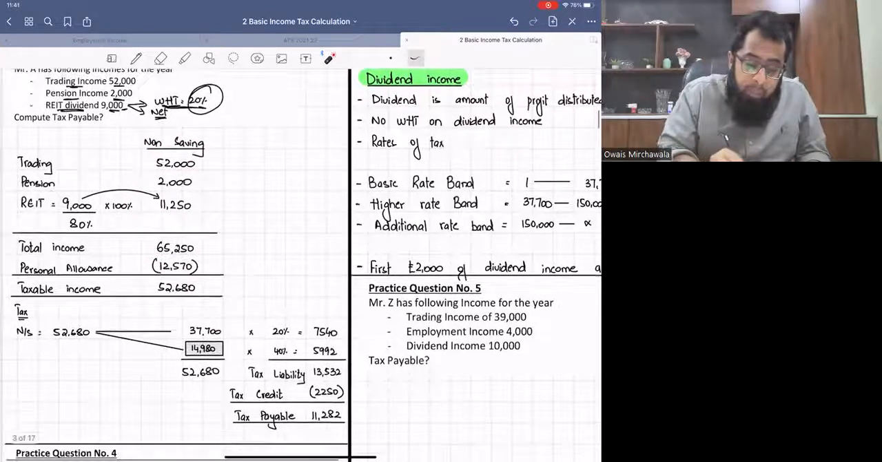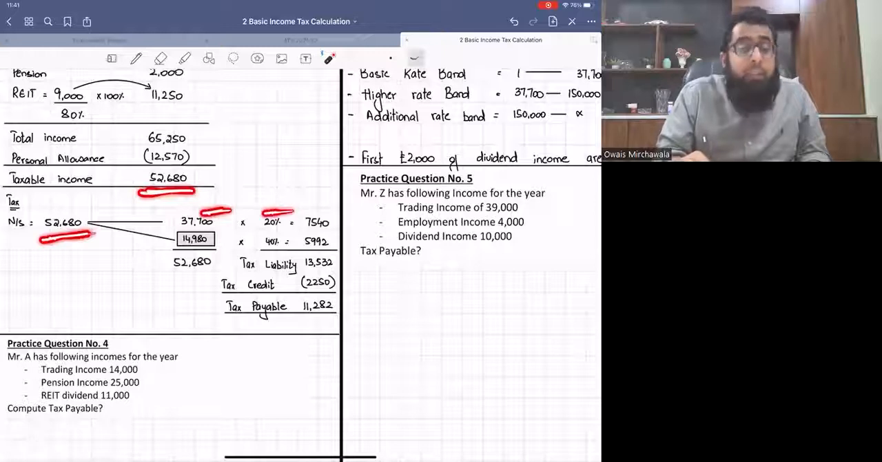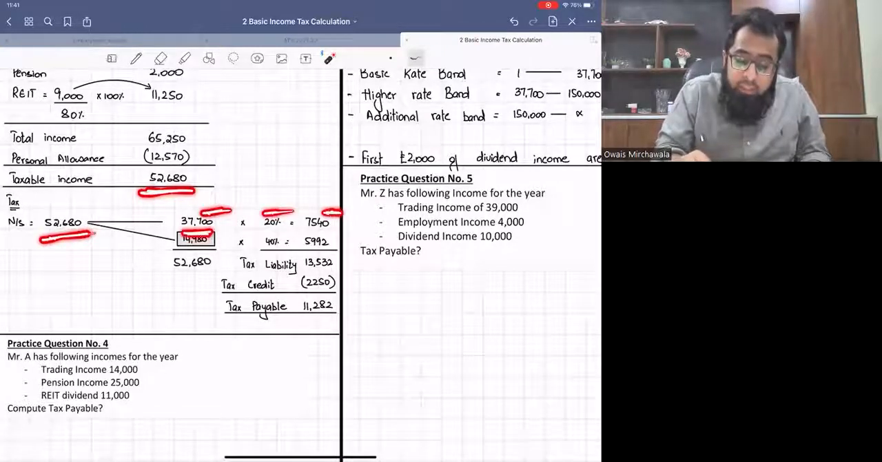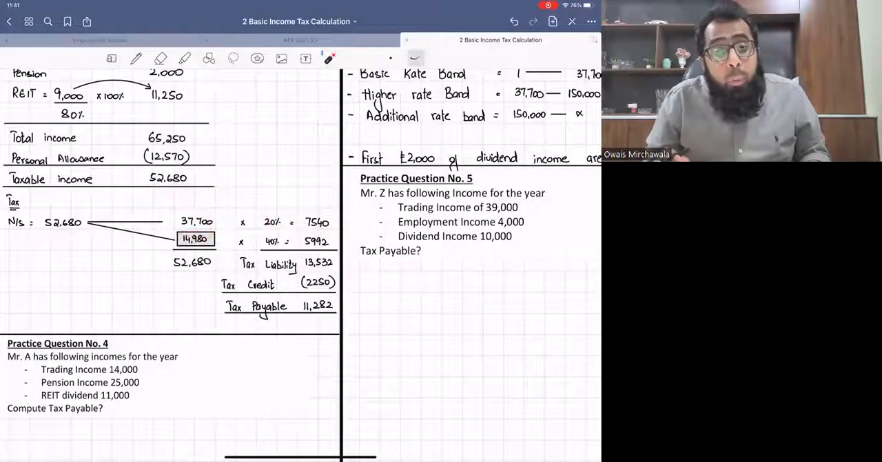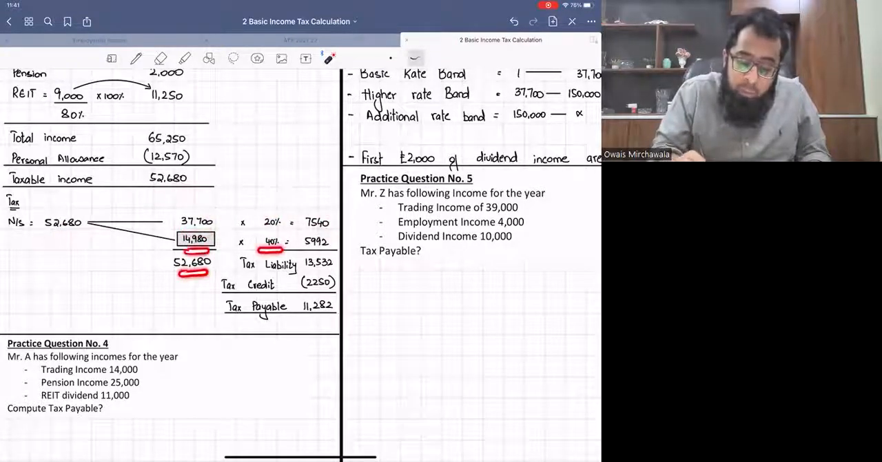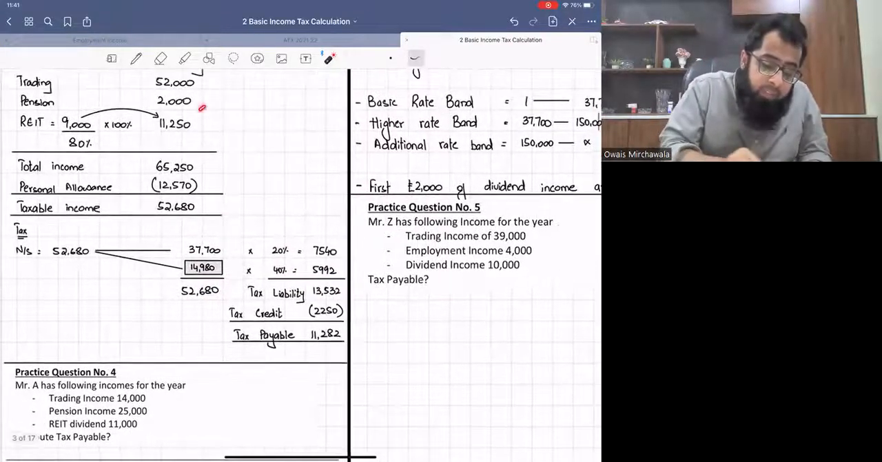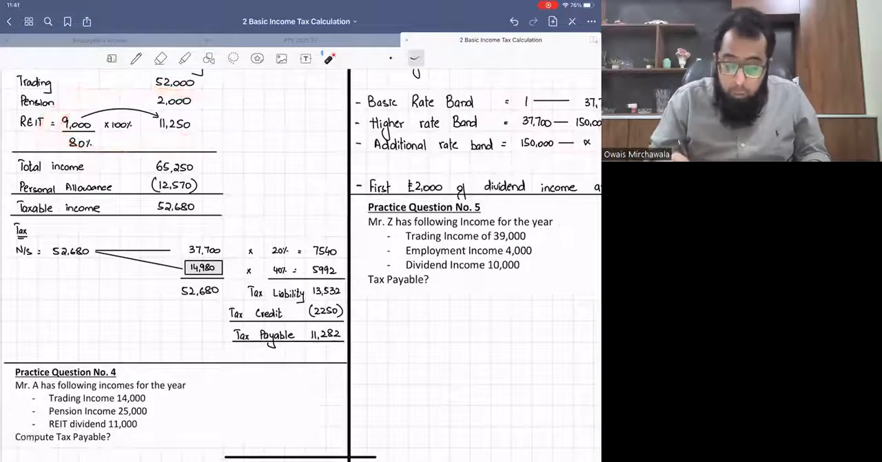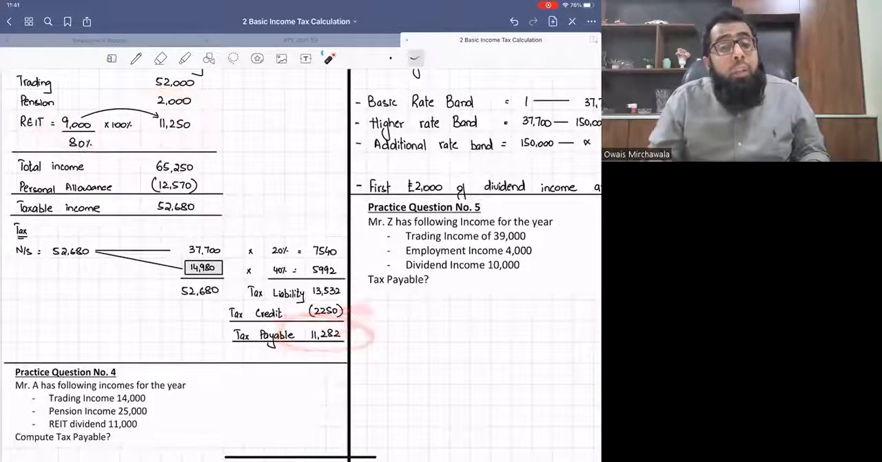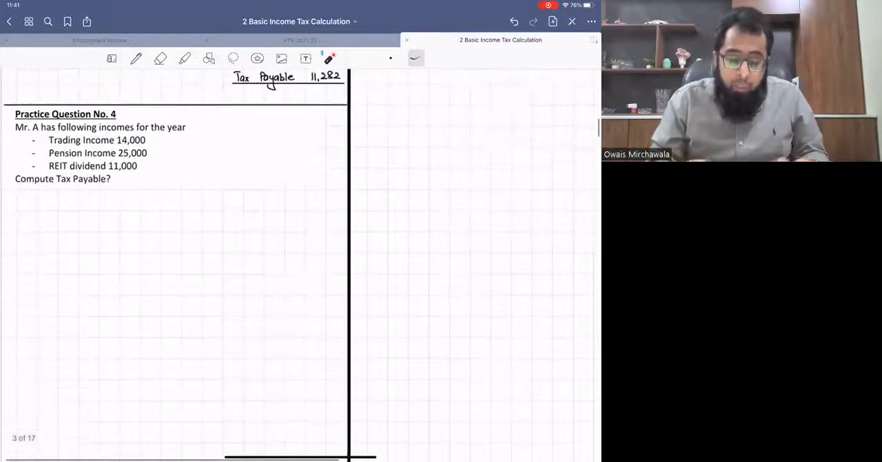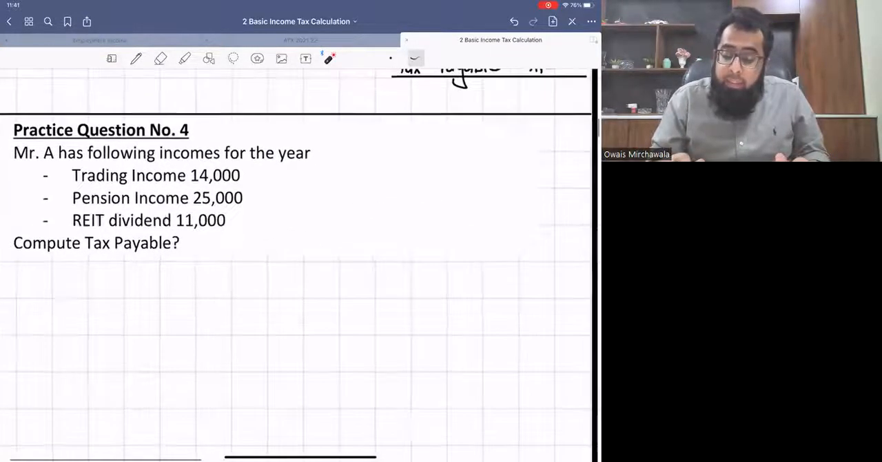On the taxable income, we applied tax. On the initial 37,700, the rate of tax was 20%. On the remaining, it was 40%. The advanced tax was adjusted and we got the value of payable. I hope that you people are getting it. Okay? Let's look at one more practice question, because practice is the key to success.